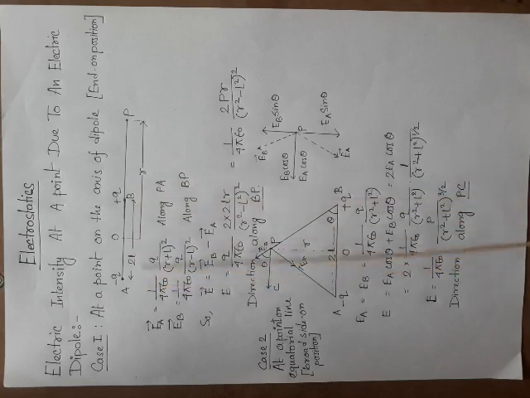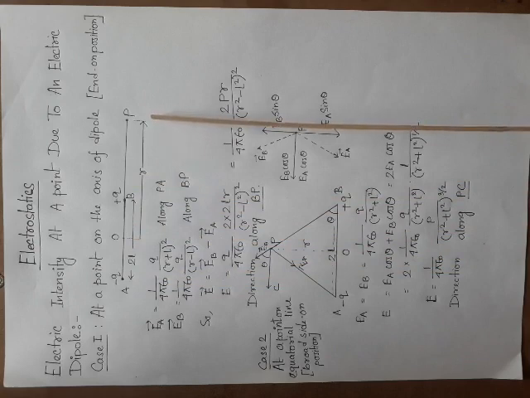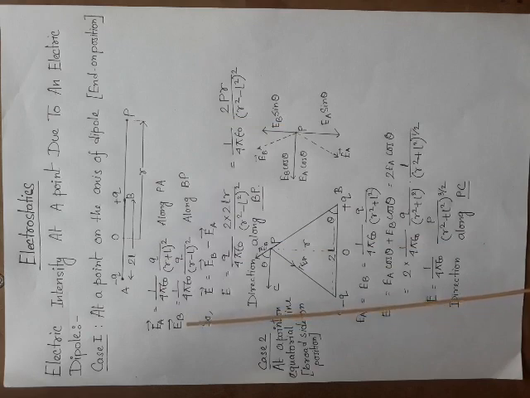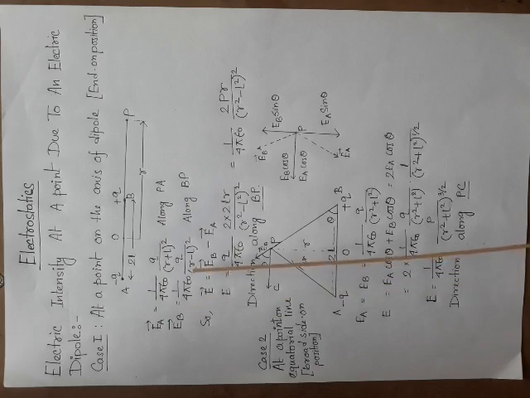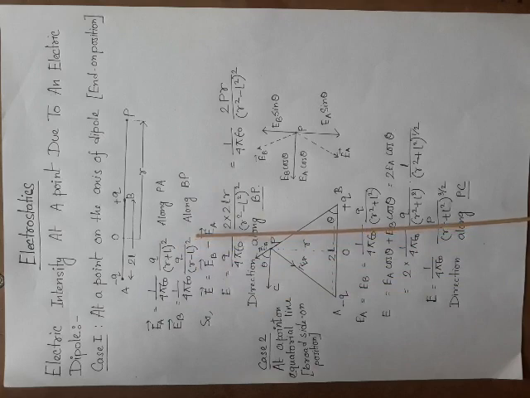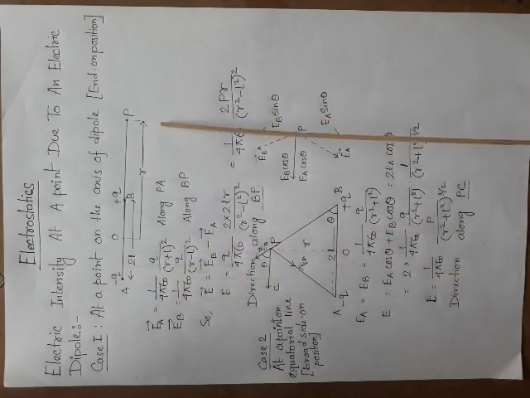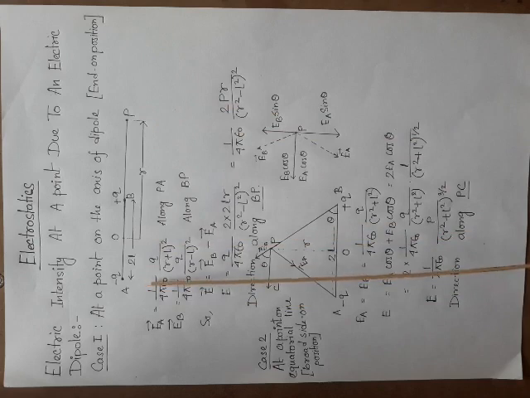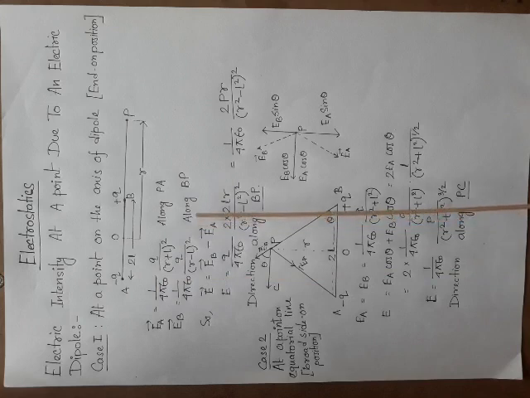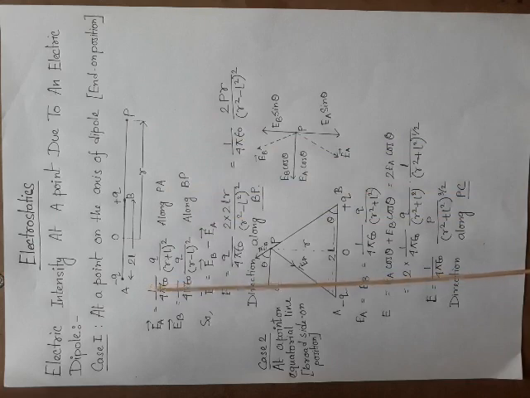Minus q and plus q separated by 2L, and from the midpoint of the dipole O, the point P is at a distance r. EA, that is the electric field at P due to the point A, is equal to 1 by 4 pi epsilon naught q by (r plus L) whole square according to the definition, and the distance AP is equal to r plus L, as AO is equal to half of 2L, that is L, and the direction of EA is along PA as the force is attractive here.